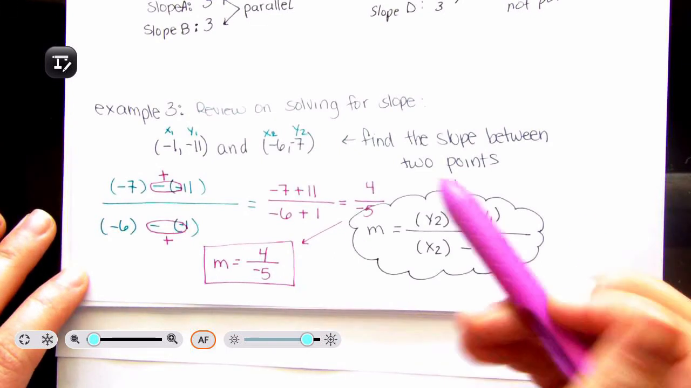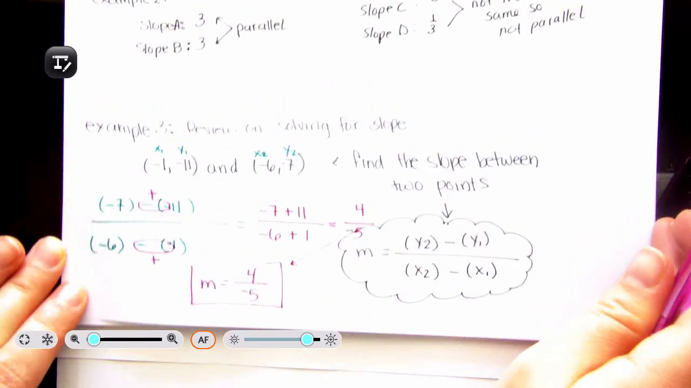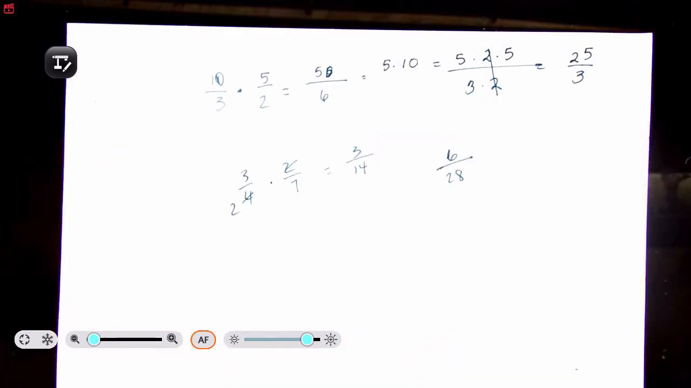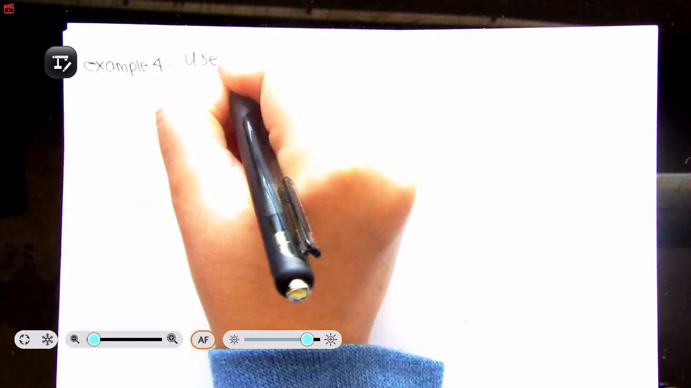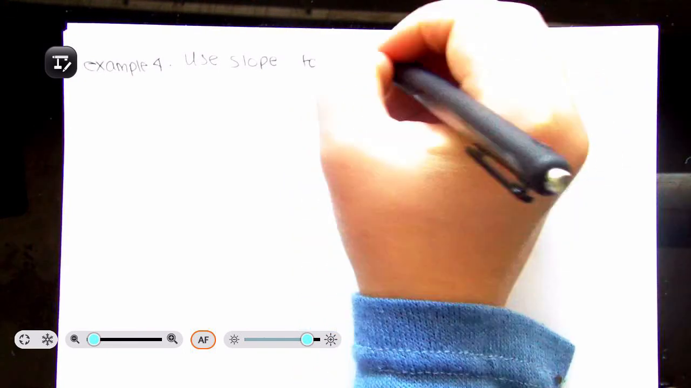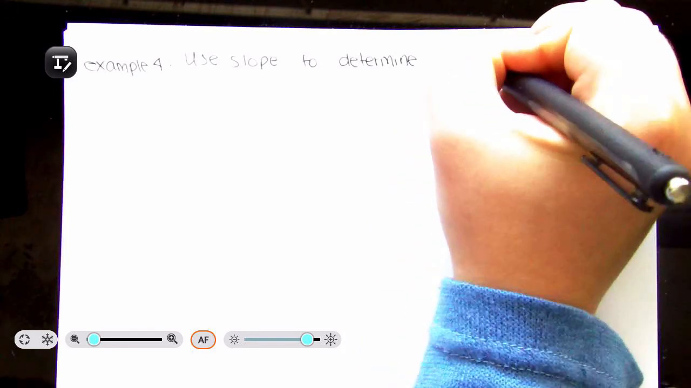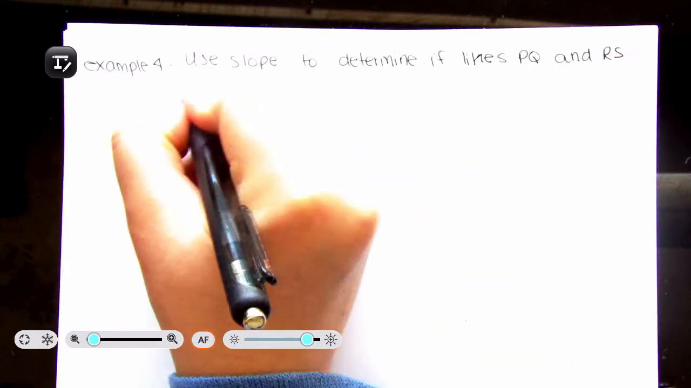So we're going to be using this slope formula to find our slopes to see, just like we did in example 2, if our lines are in fact parallel. So let's do an example like that. So example number 4, let me change colors. Example number 4 says, use slope to determine if lines, let me see if I can write, PQ and RS are parallel.